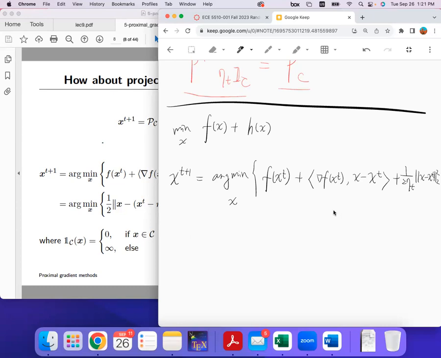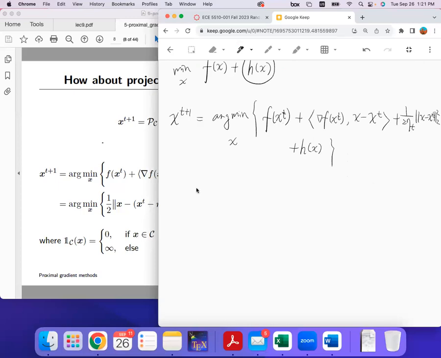And then for the H part, it can be very complicated. It can be non-differentiable. So we will just leave it there. Okay, the idea is just leave it there. So the approximation that we build is simply a local approximation of F plus H(x). And this is our algorithm.